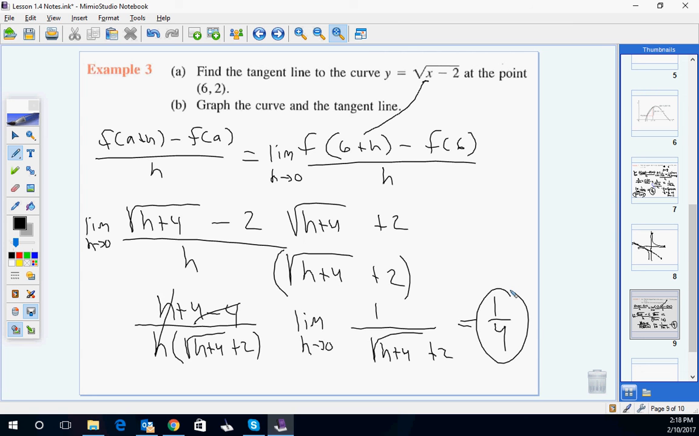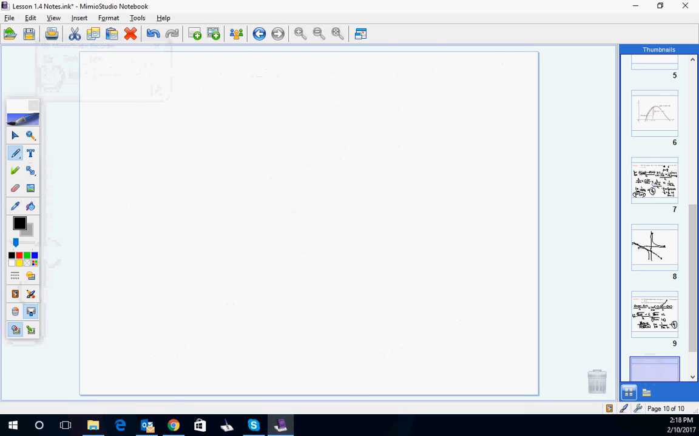Okay, I'll pause there. Any questions on anything I did there? Okay, so to finish it, we know 1/4 is our slope. The point was 6, 2. So we're going to go 2 equals 1/4 times 6 plus b. 2 equals 6 over 4, which is 3 over 2. 2 minus 3 halves is 4 halves minus 3 halves. So b is 1/2.